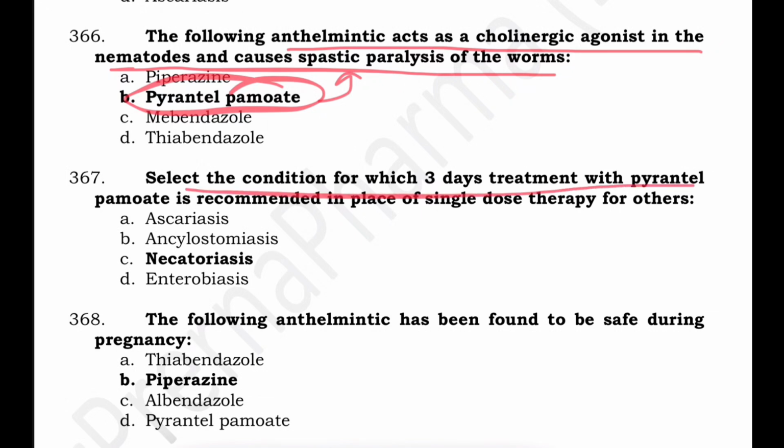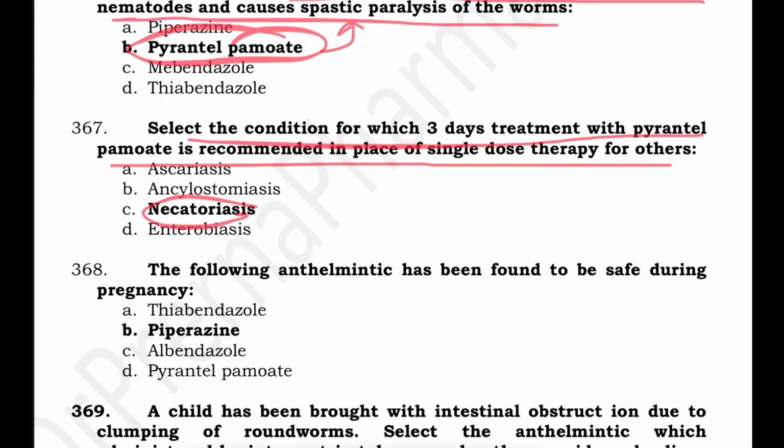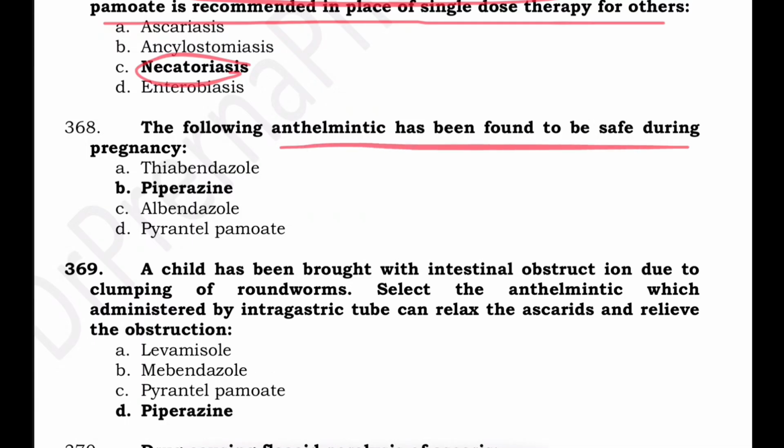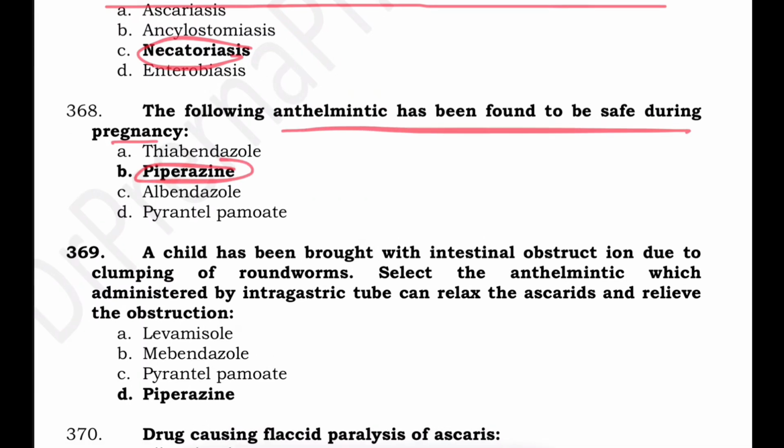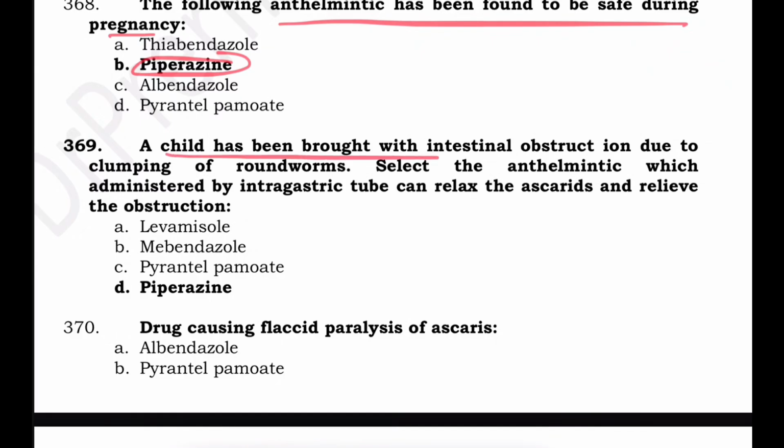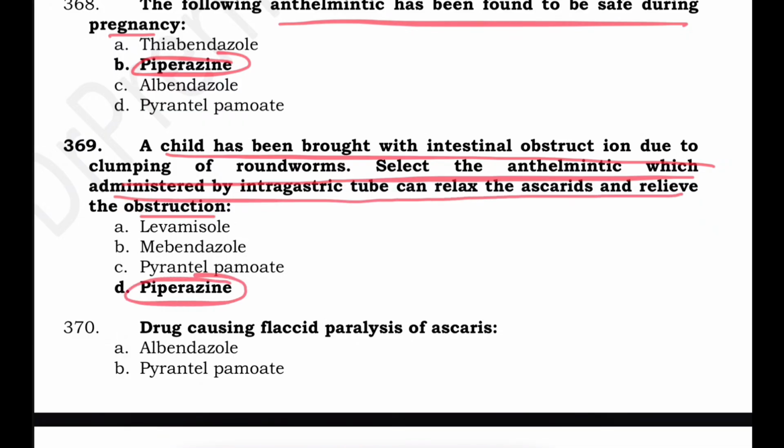The condition for which 3-day treatment with pyrantel pamoate is recommended in place of single dose therapy is necatoriasis. A 3-day course is recommended in necatoriasis. The following antihelminthic is found safe during pregnancy, that is piperazine. Piperazine can be used in pregnancy. A child has been brought with intestinal obstruction due to clumping of roundworms. Now select the antihelminthic administered by intragastric tube that can relax the ascaris and relieve the obstruction, that is piperazine.